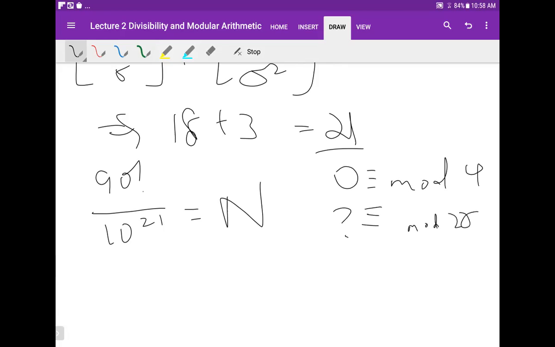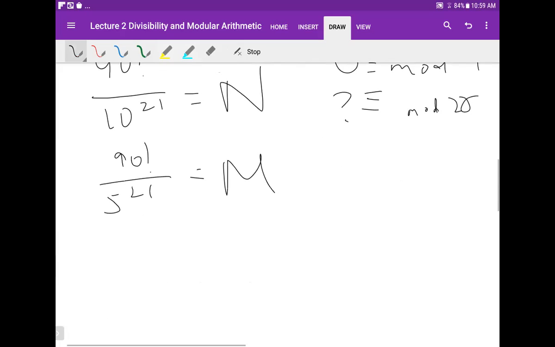Well, what we can do is divide N by 5 to the 21, right? We've taken out all the factors of 5. All right, so if we divide 90 factorial by 5 to the 21 instead, we take out all the factors of 5, right? And let's call this number M, right?